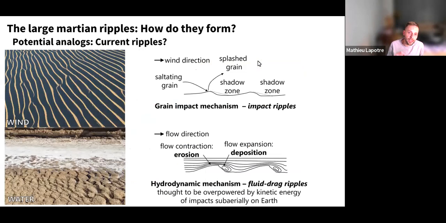Now, in contrast to the impact ripples formed by the wind, current ripples form from a hydrodynamic instability. As water accelerates upstream of a defect going upslope because of flow contraction, fluid drag causes entrainment of grains and thus erosion, while flow expansion past the break slope causes sediment deposition, which ultimately leads to the growth and migration of current ripples.